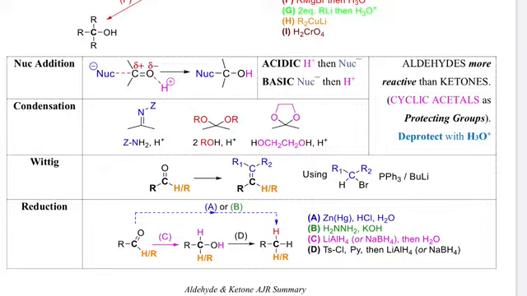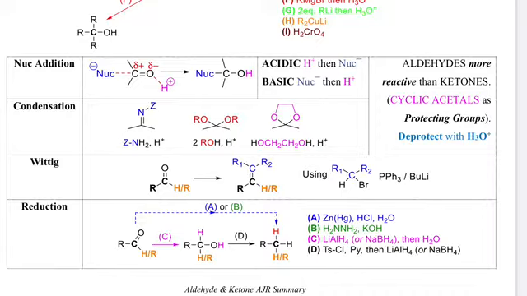So the first thing to know is for aldehydes and ketones in general, they only undergo two types of reaction. Those types of reaction are nucleophilic addition and condensation. We'll get to condensation in a moment, but primarily we're going to talk about nucleophilic addition.